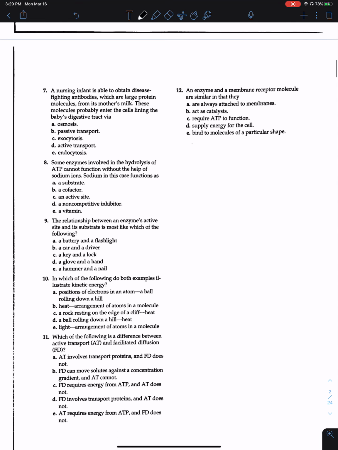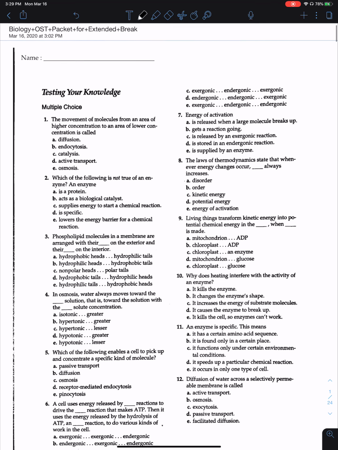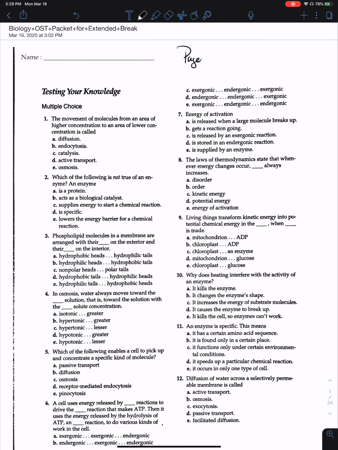And then moving on to the last bit of questions here. So this is page 3 of your packet. Probably should have done a better job labeling these things. So let me go ahead and do that now. This is page 1.